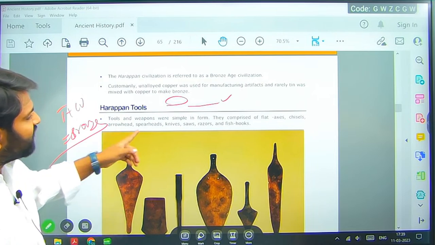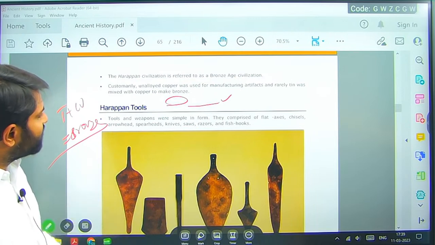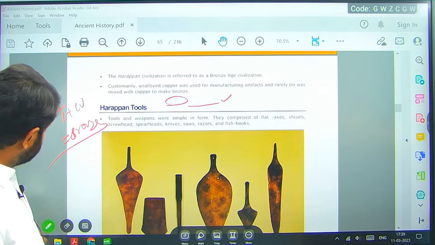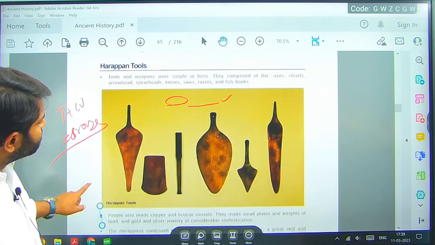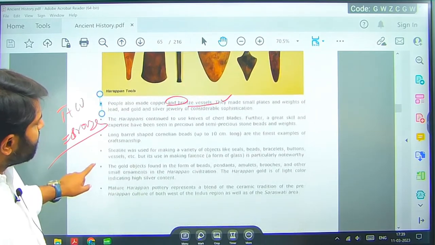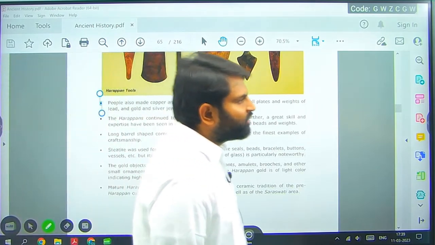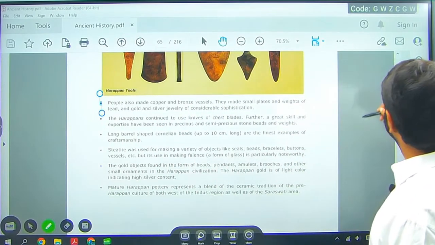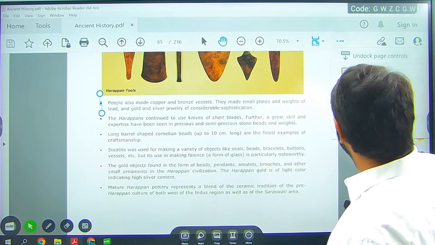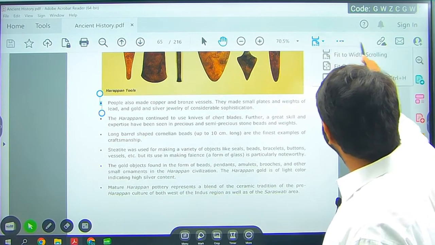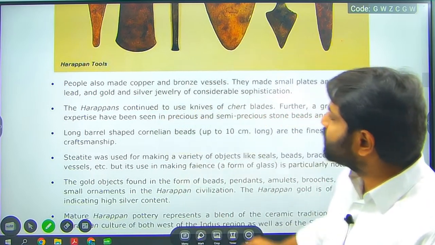Harappan tools. Tools and weapons were simple in form. They comprised flat axes, chisels, arrowheads, spearheads, knives, saws, razors and fish hooks. If you can see the Harappan tools clearly. People made copper and bronze vessels. Even now in rural areas you can see bronze vessels are of more importance. People also made copper and bronze vessels.